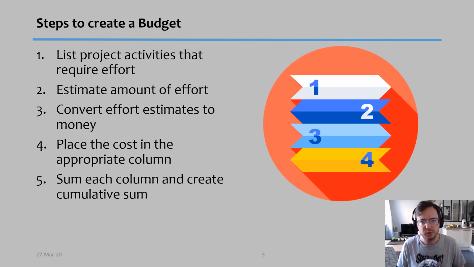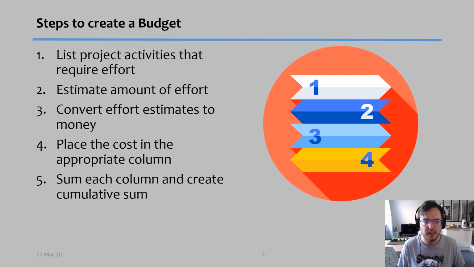So the steps to create a budget are relatively simple. First, you list all the activities you have in the project. Then you estimate how much effort you're going to need for each one of those tasks. And then you convert that effort into money. So for example, if you know it takes 10 hours and the average salary of people working on your team is $80, then the cost of labor for that task would be $800.